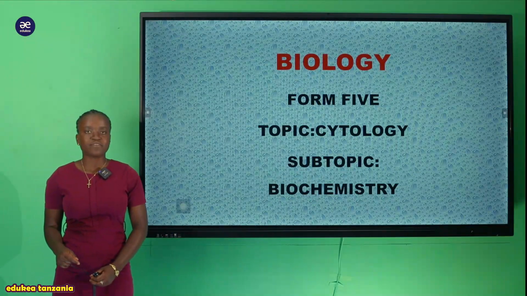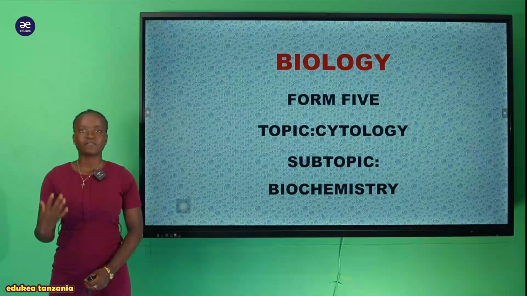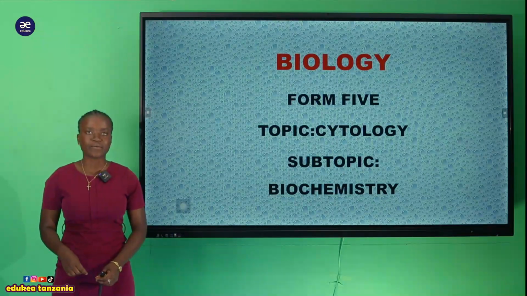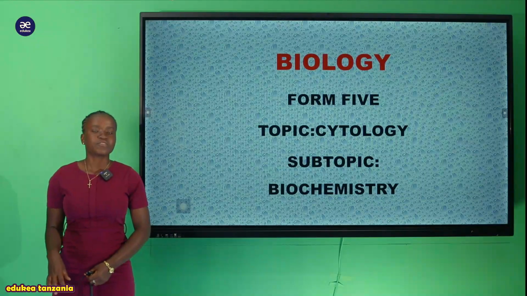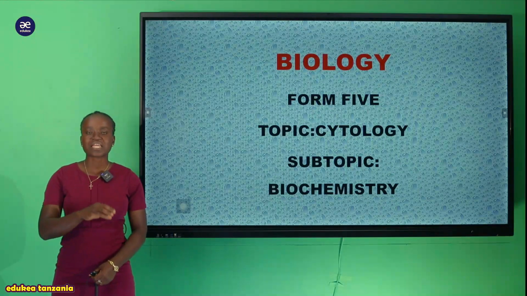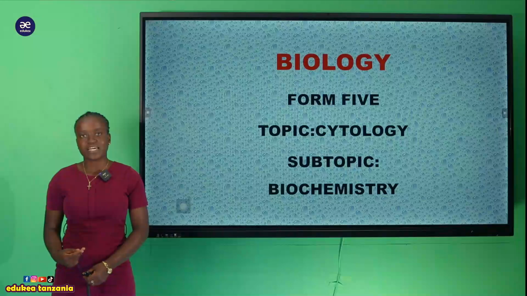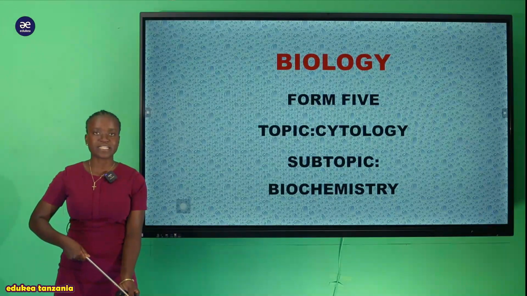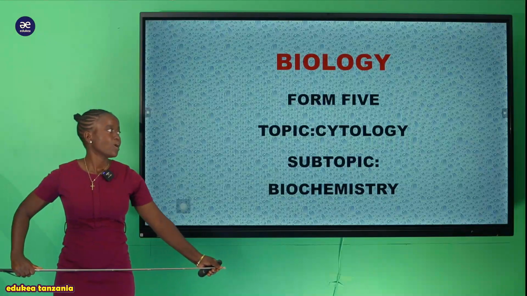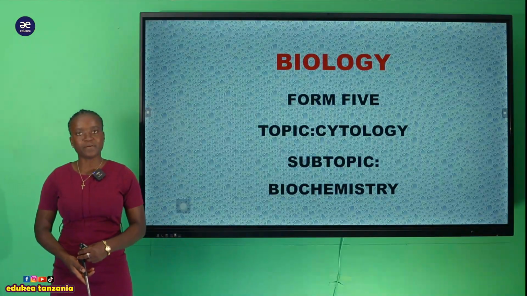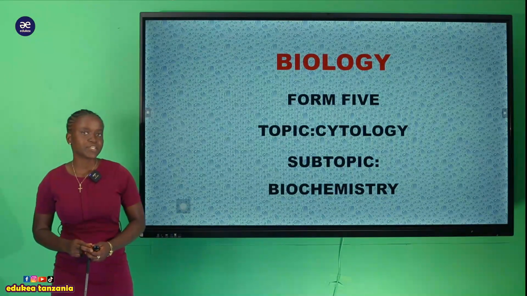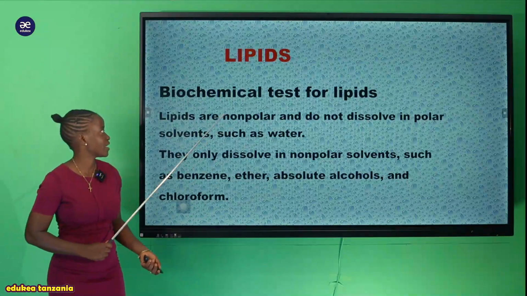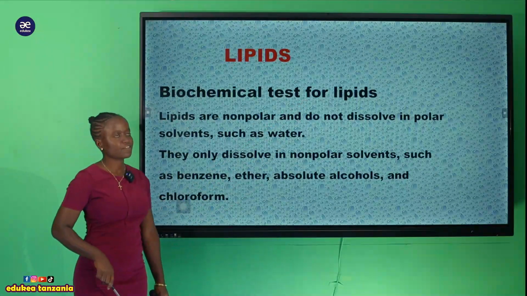So my students, before looking at our discussion, we have to recall where we ended in the previous session. In the previous session, we tried to see the organic constituent, that is the lipid, whereby we terminated by looking at the properties of a lipid. We have seen many properties of a lipid. So in this session, we're going to discuss the biochemical test for lipids.